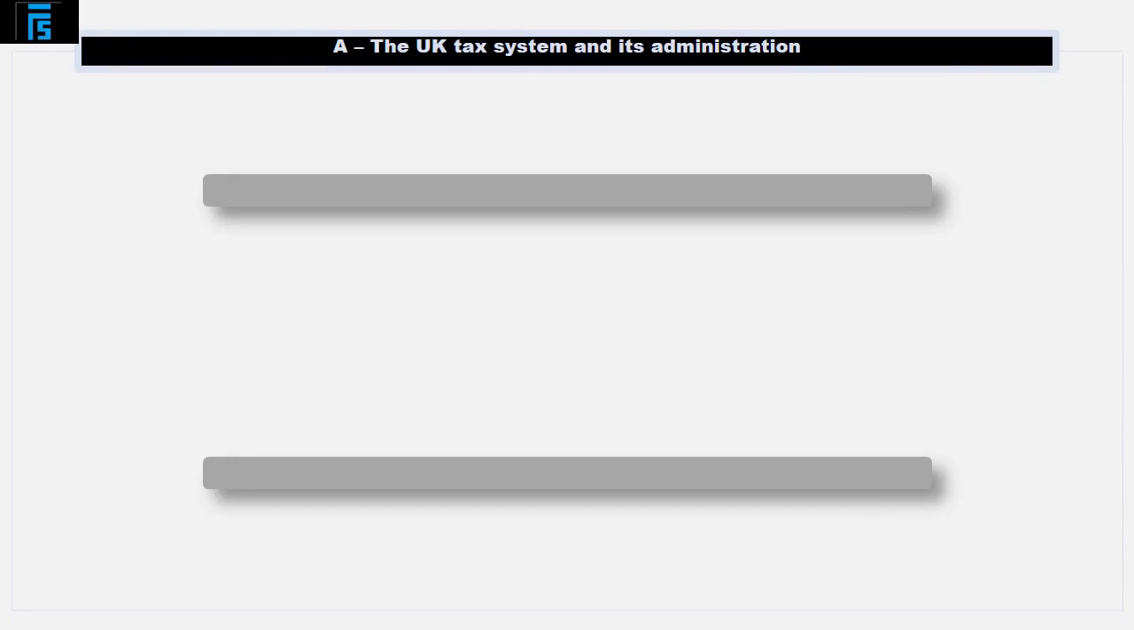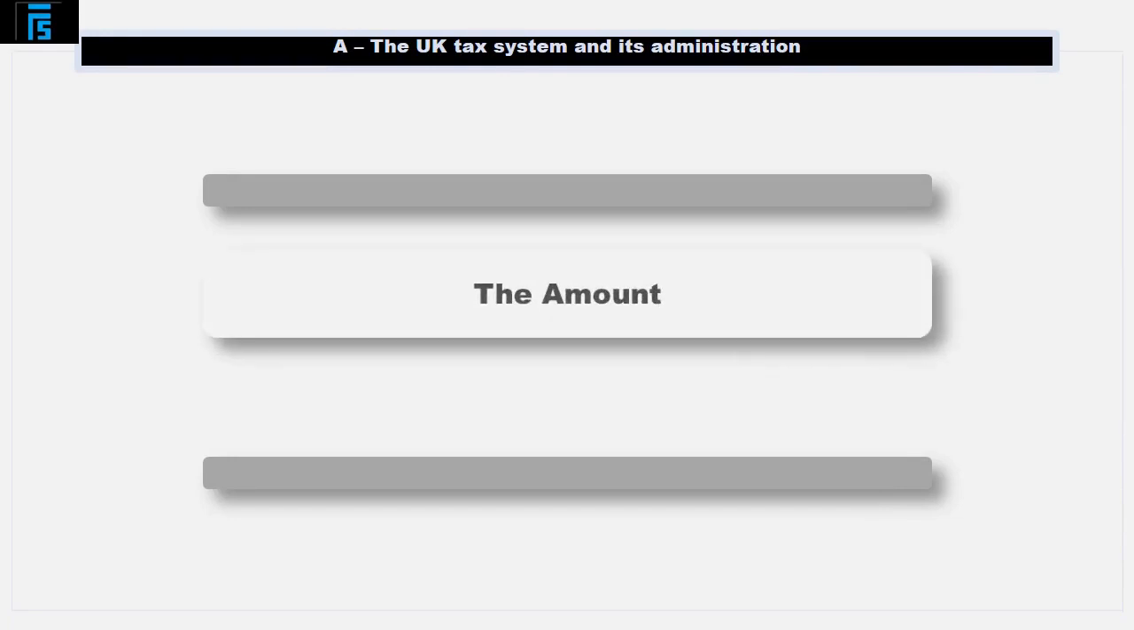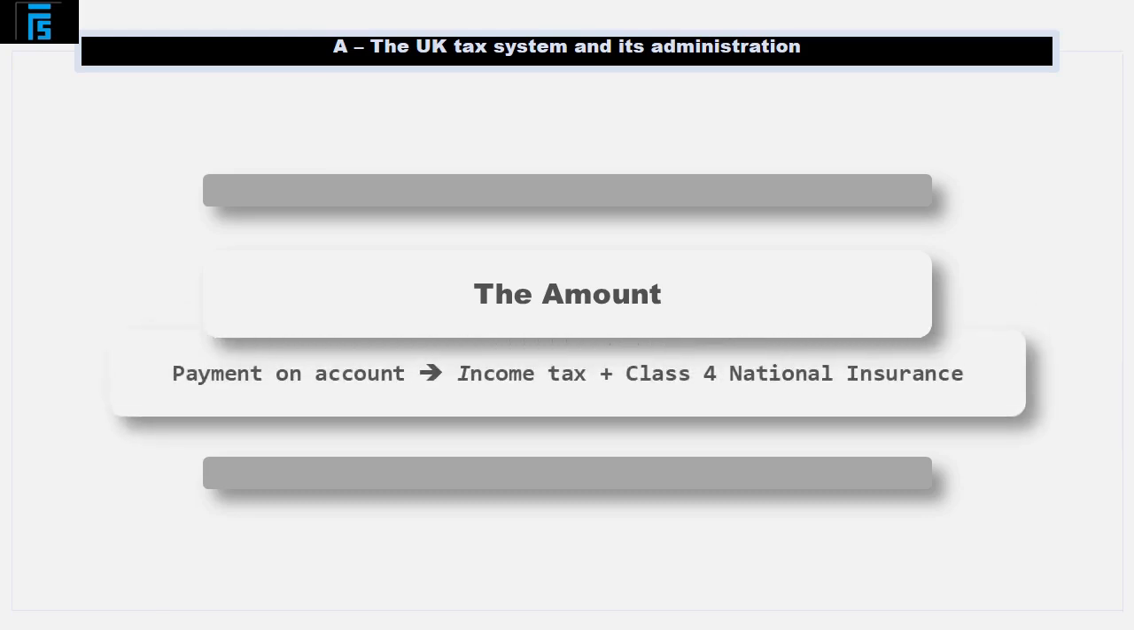Throughout, I've been referring to the amount, as in fact it's not just income tax which is paid in this way. Class 4 national insurance, which we'll discuss in detail in a later session, is paid along with income tax. So the payments on account are based on the amount of income tax and Class 4 national insurance due. Let's start looking at some variations.